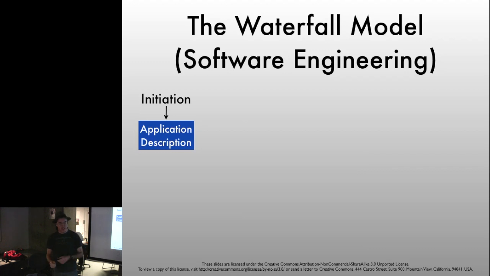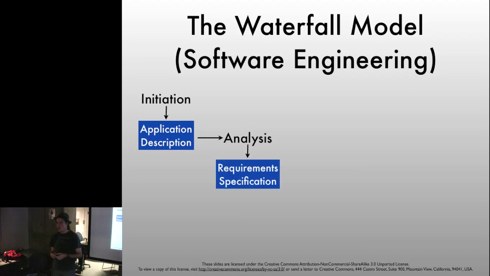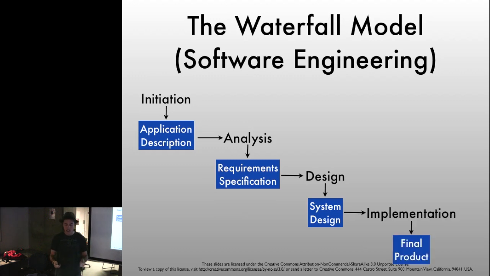The user interface design model is useful to compare to the typical software engineering model, which is often called the waterfall model, which is a process where you start with some description of what your application should do. You do some analysis of that description, and you use that to define a specification for your application. Then you design it. Then you come up with a design for this system. Then you implement it and have a finished product.